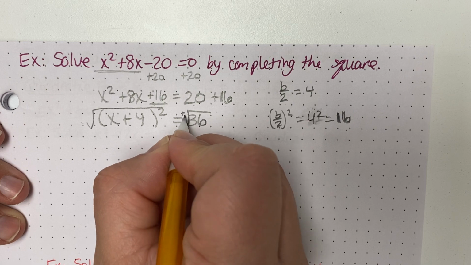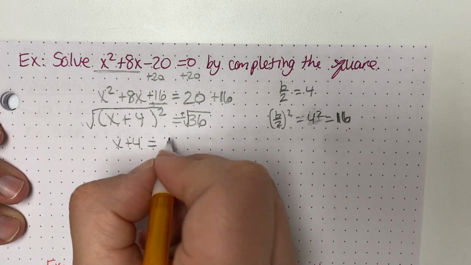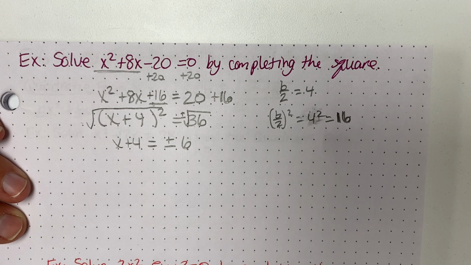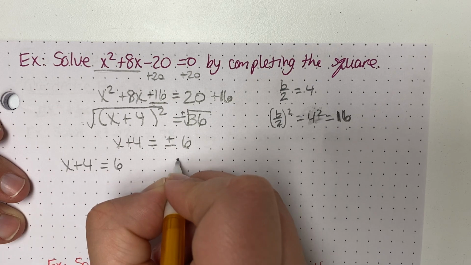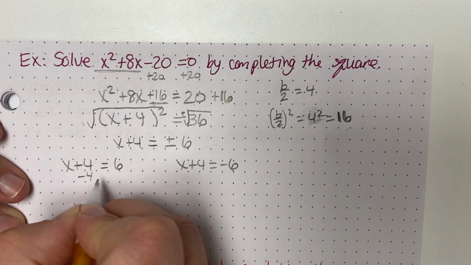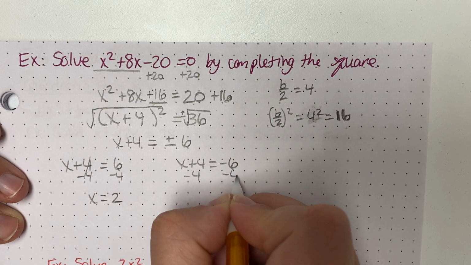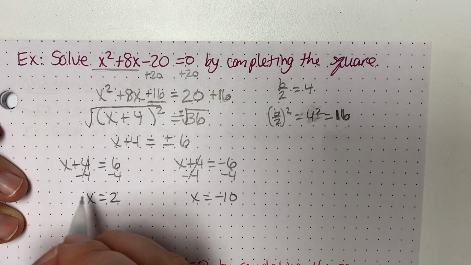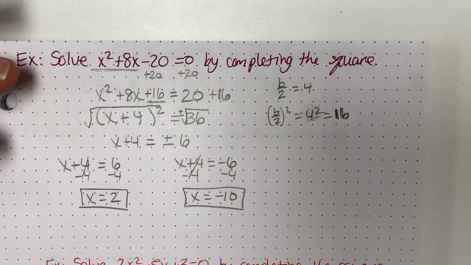When I square root, I need to add my plus or minus. So I'm going to have x plus 4 equals plus or minus, the square root of 36 is 6. So I can do an x plus 4 equals 6, or an x plus 4 equals negative 6, and solve. So I'm going to move my 4. I'm going to move my 4 again. Okay, and these now are the two answers to my problem.